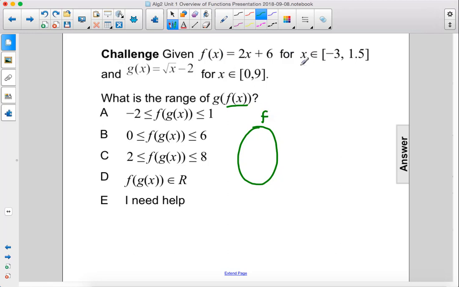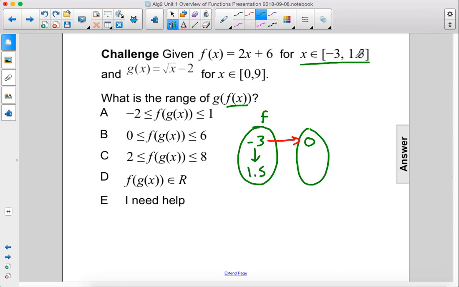Alright, so we're given the domain, the inputs. X has to be between negative 3 to 1.5, and that includes those numbers since these are brackets. So what would the outputs be if we put in negative 3 and 1.5 here? So the smallest value we could have for x is negative 3. If we do plug that in here, 2 times negative 3 is negative 6, plus 6 is 0. So negative 3 would map to 0.